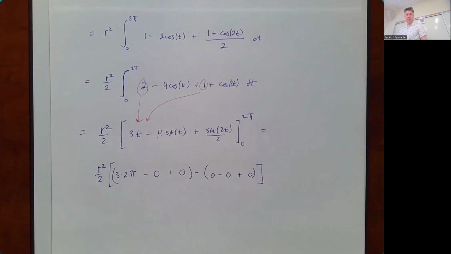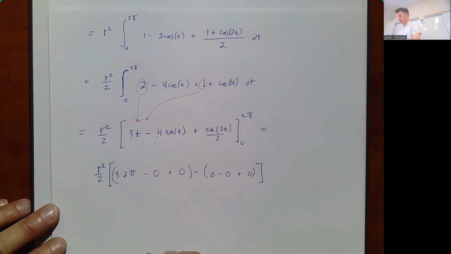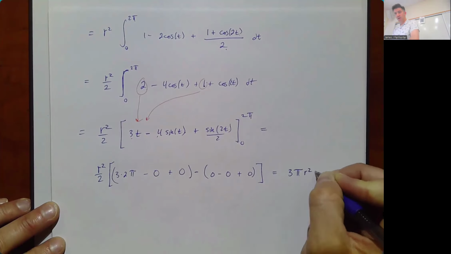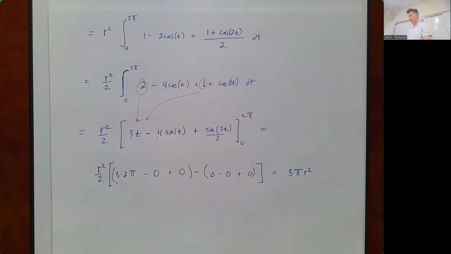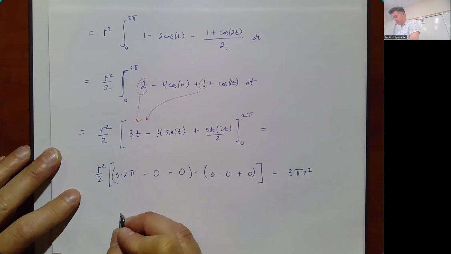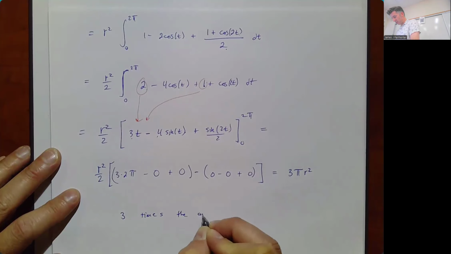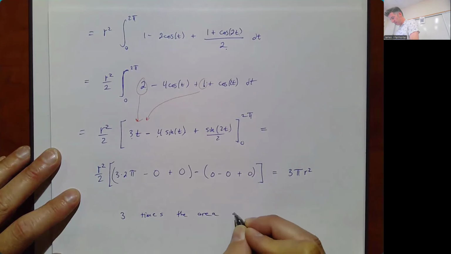So in the end, we end up getting 3 pi times r squared. Or in other words, 3 times the area of the circle that was rotating.